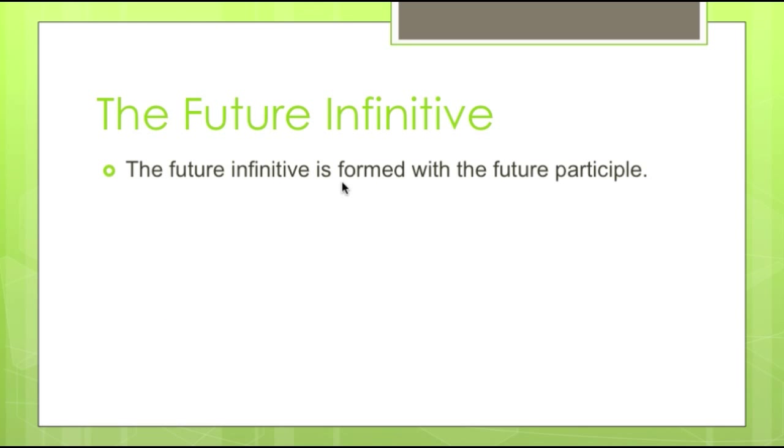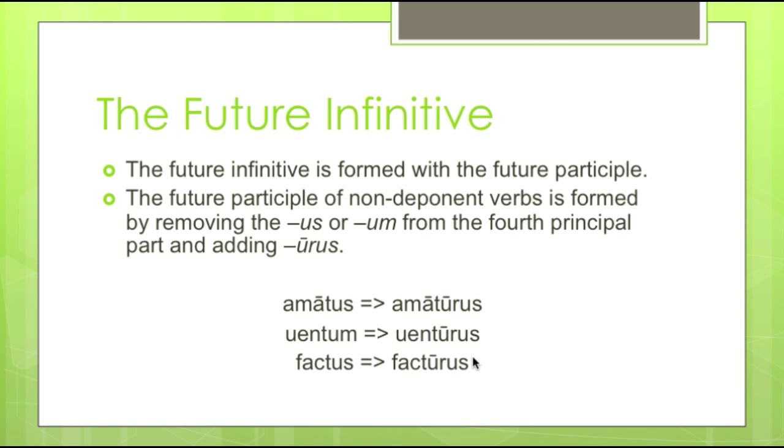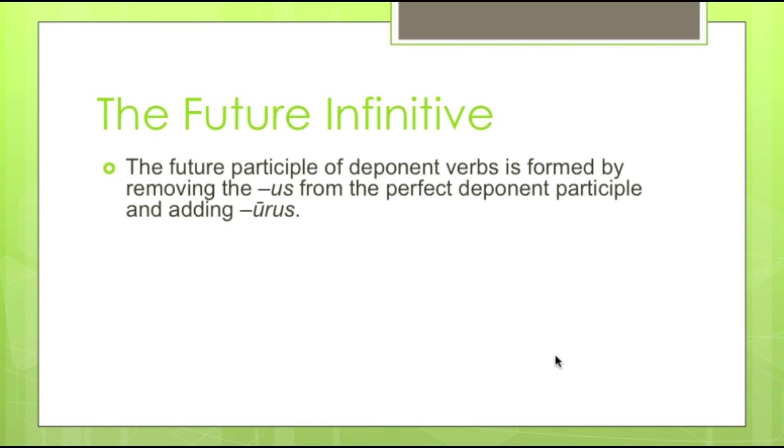The future infinitive is formed with the future participle, which we learned long ago. Let's just review it. The future participle of non-deponent verbs is formed by removing the us or um from the fourth principal part and adding urus. For instance, amatus goes to amaturus. Ventum from venio, to come, goes to venturus. And factus from facio, facere, feci, factus goes to facturus.